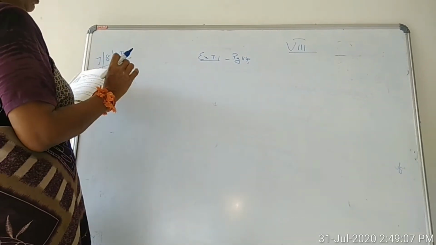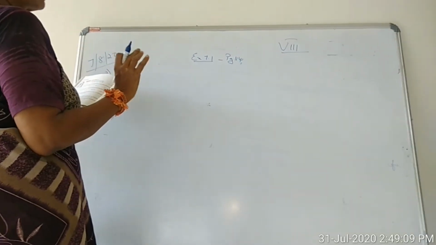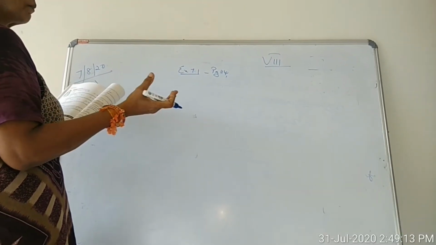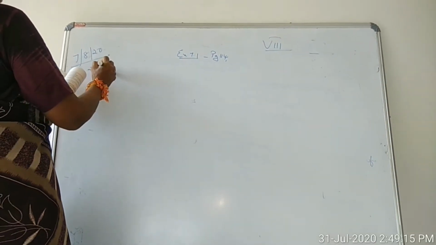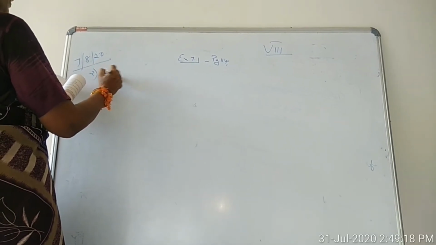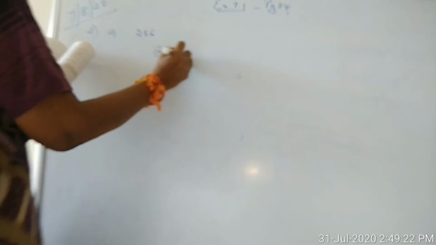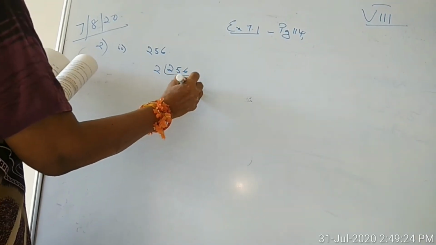You are given a number. This number is not a perfect cube. It should be multiplied by some number to make a perfect cube. We are doing the second bit, children. 256. Resolve into prime factors, children.